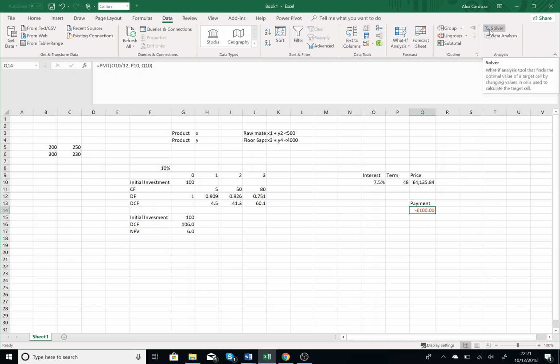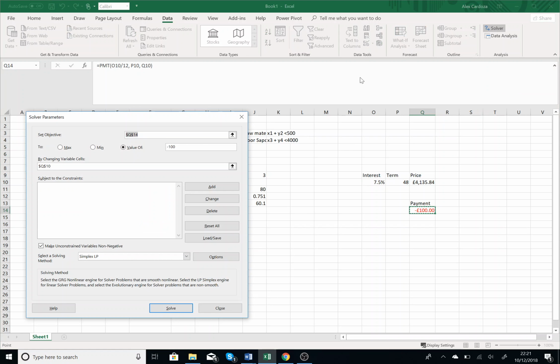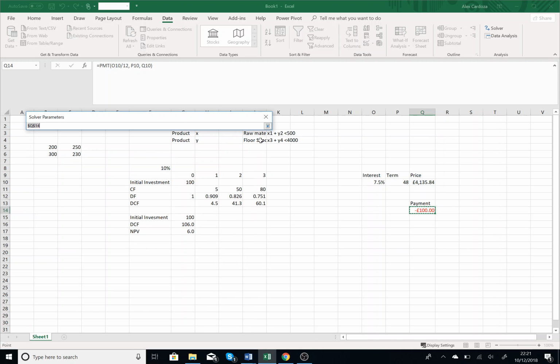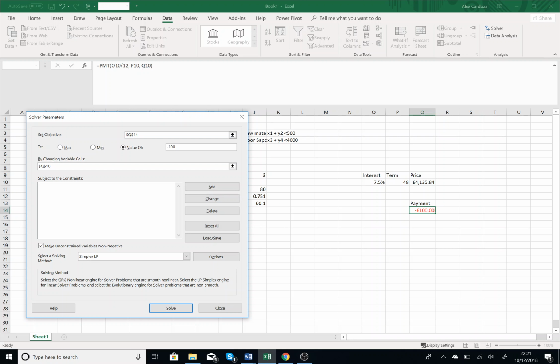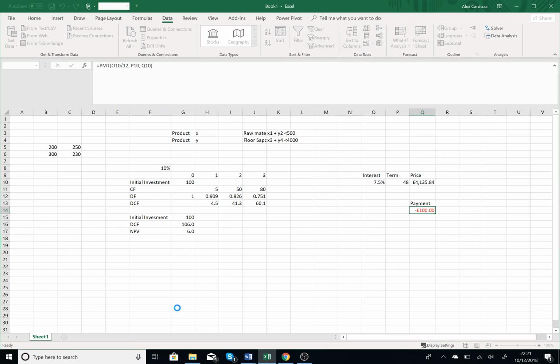It would be exactly the same as what we just did. We would just change that to 100. So what we would do is set your objective, which is here, to 200. You're saying the maximum you can afford is 200. And you're going to change this one. So you solve it.